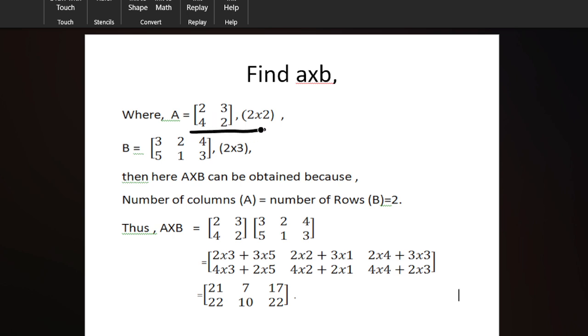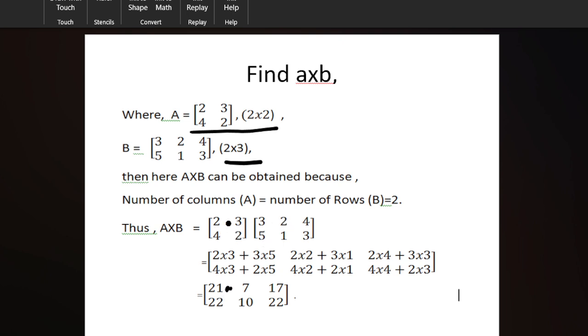A is a matrix of order 2 by 2. B is a matrix of order 2 by 3. Now here you are taking first row, first column: 2 into 3, 6, plus 3 into 5, 15. 6 plus 15, we get 21.